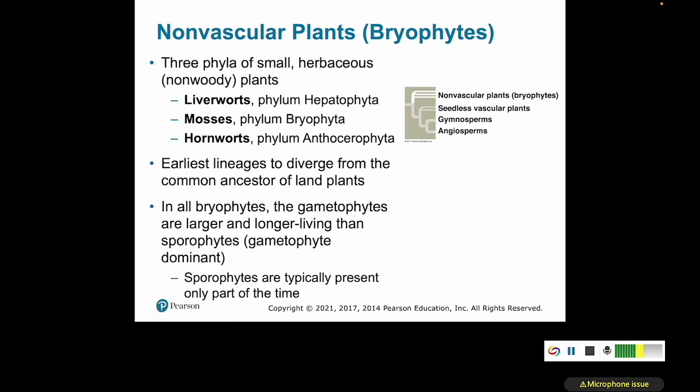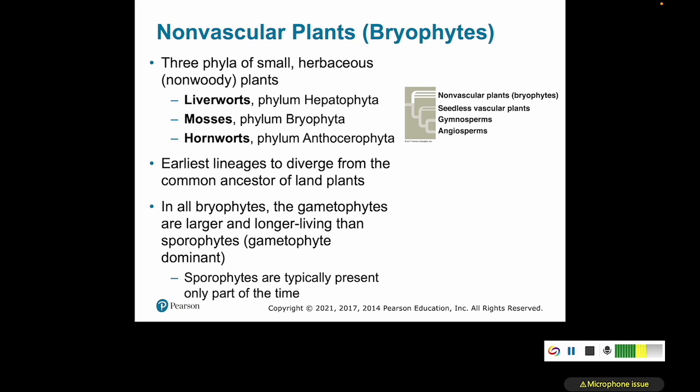So non-vascular plants, or bryophytes, are 3 phyla of small, herbaceous plants. They're not woody, and they're small, which makes sense. If they're not vascular, they don't have really good ways to support themselves as they grow and also to deliver water and sugar to diverse parts of the plant. So these plants are going to stay smaller.